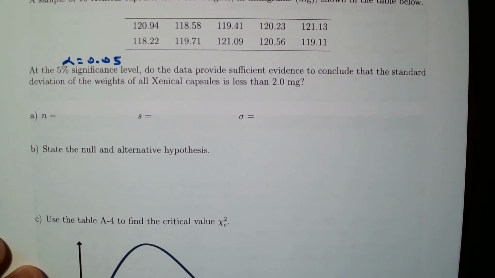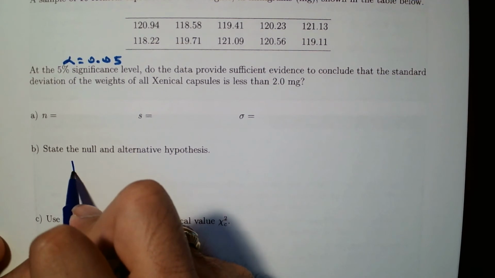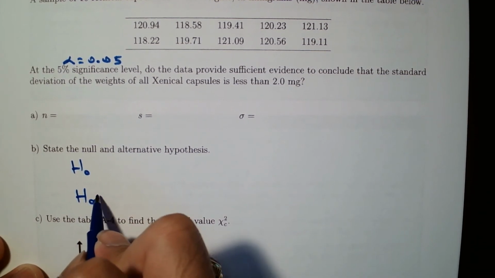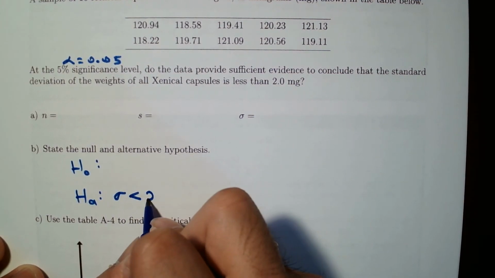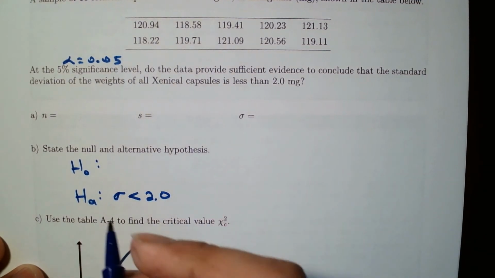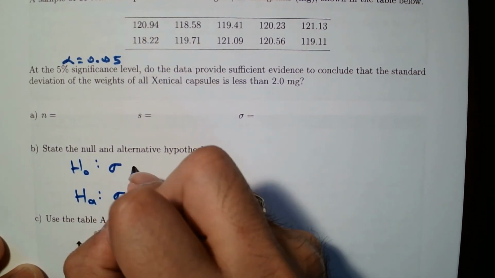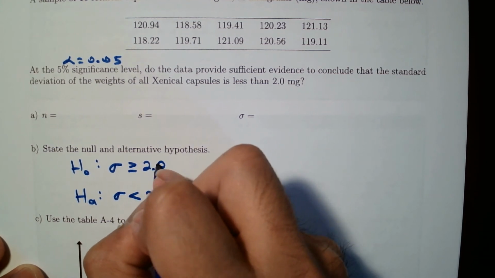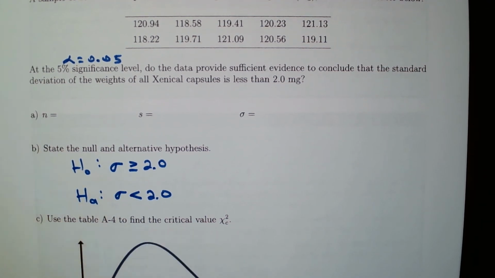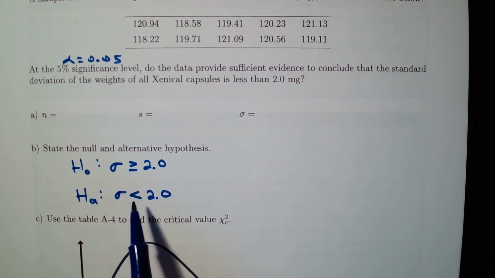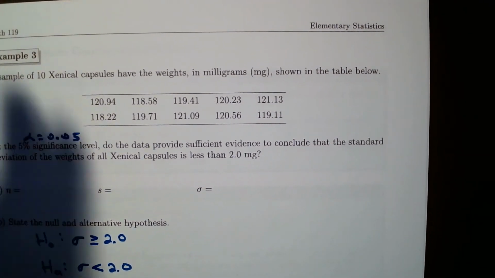So let's state the null hypothesis and the alternative hypothesis. H0 and Ha. So, the standard deviation less than 2.0 is the alternative, and standard deviation greater than or equal to 2.0 is the null hypothesis. Keep in mind again that the null never has the equal sign for the alternative. All right. So in this case, well, what are we going to do?